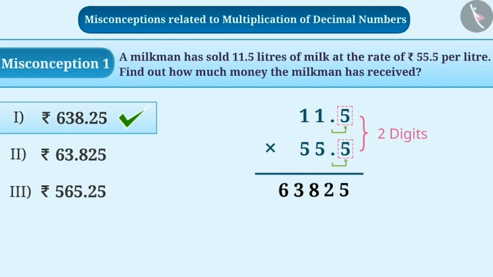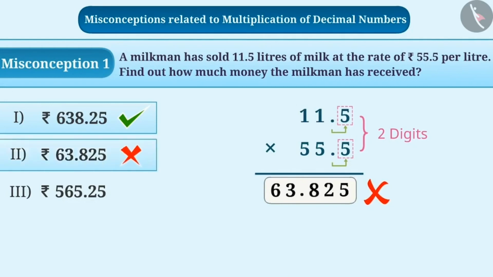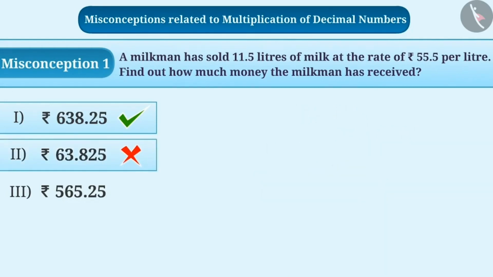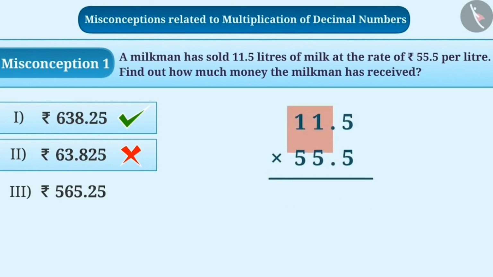While placing the decimal point, some students count the places from the left and not from the right. Therefore, they will get rupees 63.825 as the answer, which is an incorrect answer for 11.5 multiplied by 55.5. Hence, option 2 is an incorrect answer. Some students think that in order to find multiplication of decimal numbers, the whole number part and the part of the whole are multiplied separately.